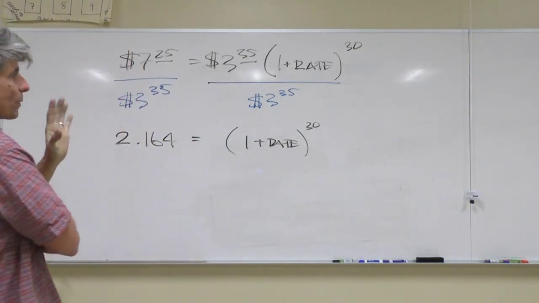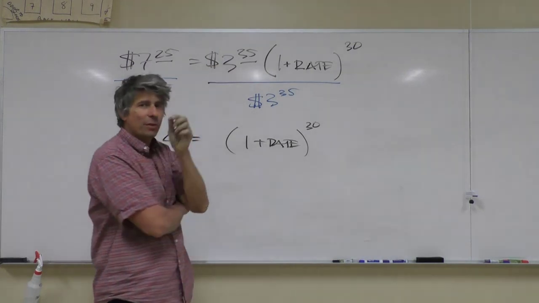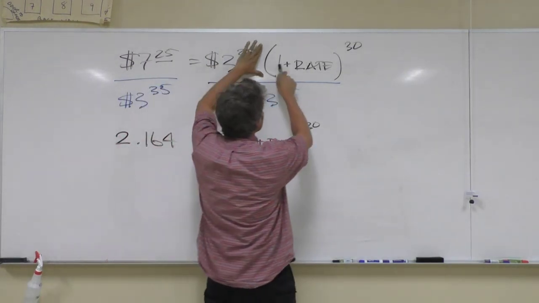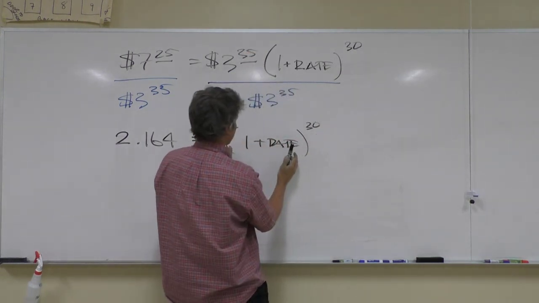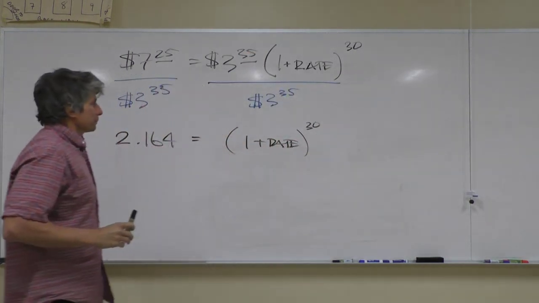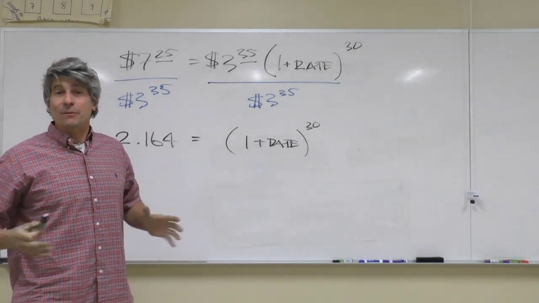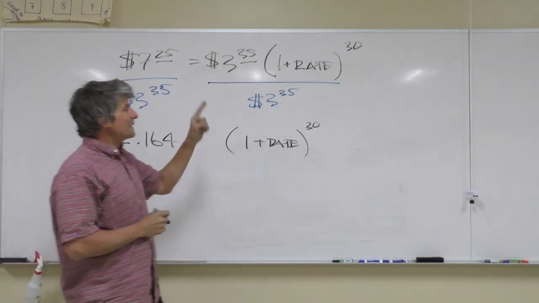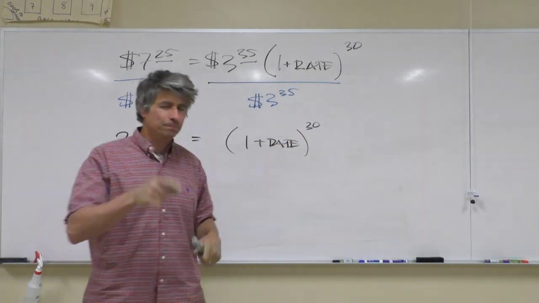If you remember when we were building this expression, the middle thing we did was we took 1 plus rate and we raised it to the 30th power. So we did right here. This is gonna be the one that many of you may have never seen before. We have to undo raising something to the 30th power.